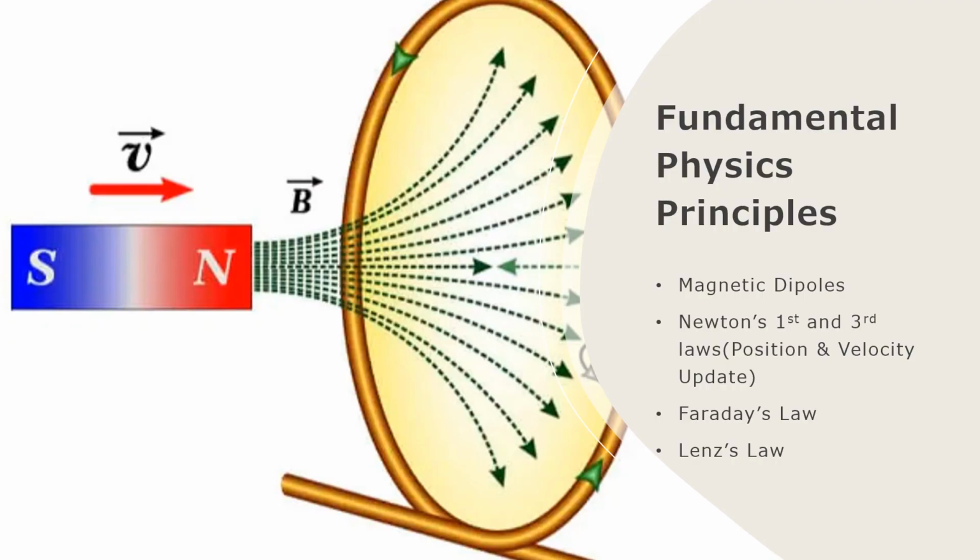A few of the important fundamental principles for this lab: magnetic dipoles. Well, that's what this magnet is. And to another extent, with the current induced, the ring of current is a magnetic dipole. So there are a lot of dipoles around this idea in general. You have Newton's first and third laws, which inform the position and velocity update formulas you use in the computational model, so that we can computationally derive how fast and where the magnet is, and so on and so forth.